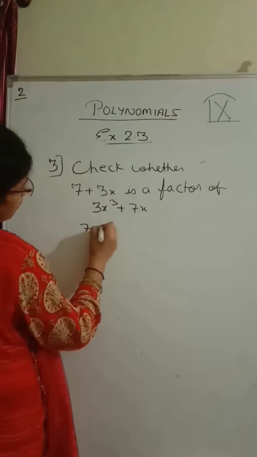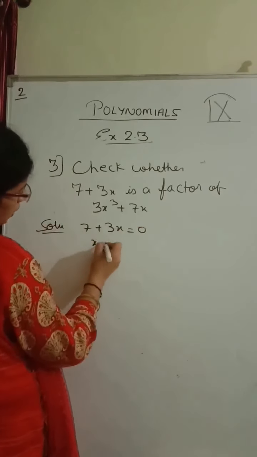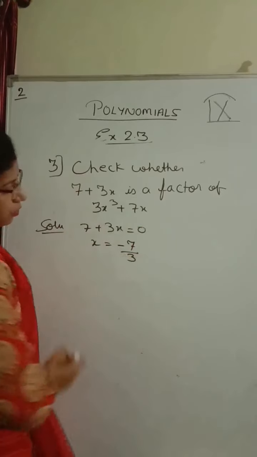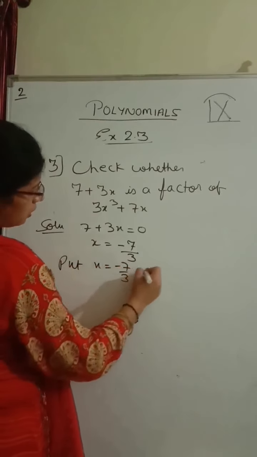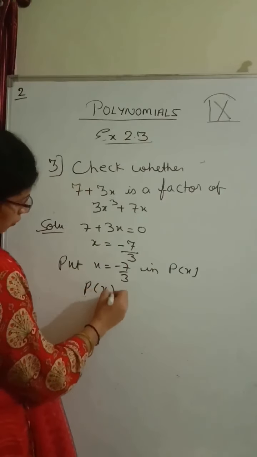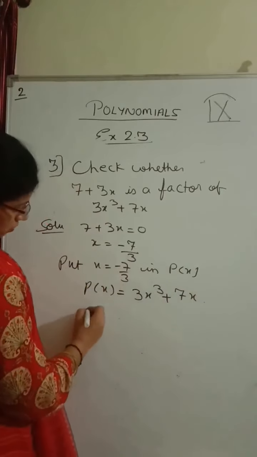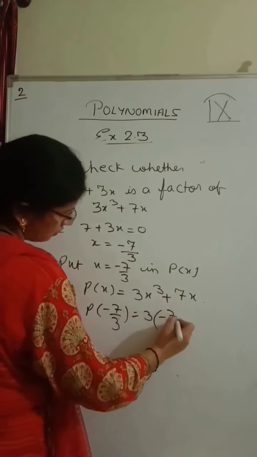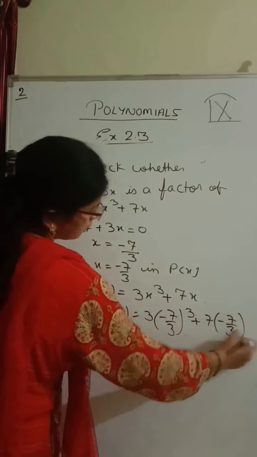So 7 plus 3x, the solution we will write, is equal to 0. So x is equal to, पहले 7 को उधर भेजो, minus 7, तो 3x बचा, divided, so minus 7 upon 3. Put x is equal to minus 7 upon 3 in polynomial of x. So what is your polynomial f? Write the polynomial of x, 3x cube plus 7x. Put x is equal to minus 7 upon 3, is equal to 3 into minus 7 upon 3 whole cube plus 7 into minus 7 upon 3.